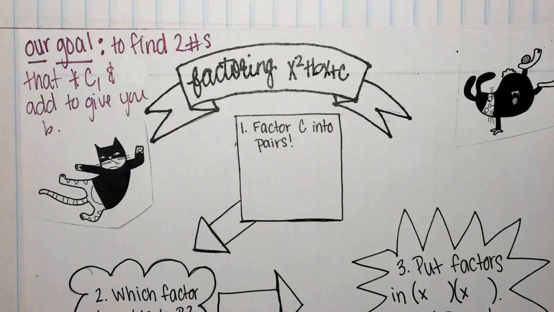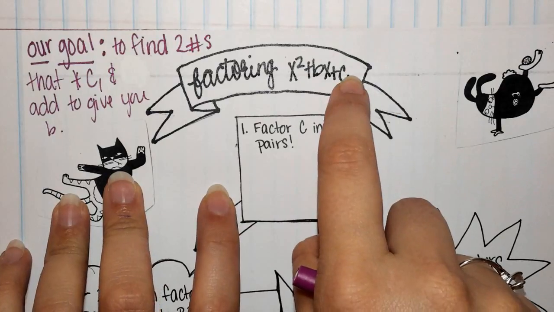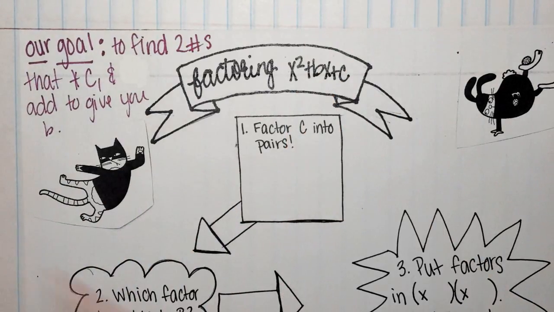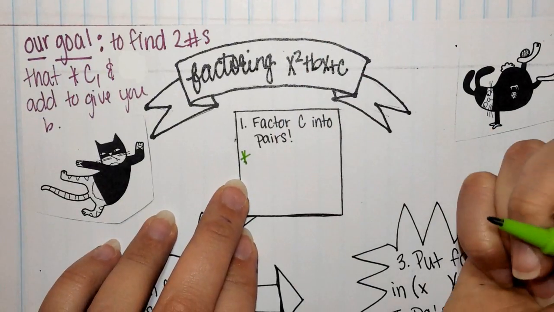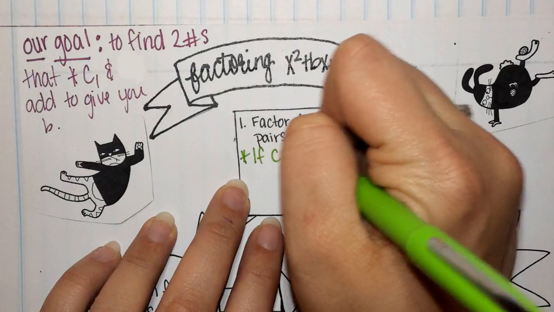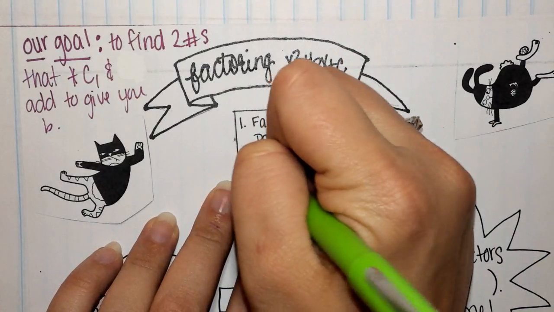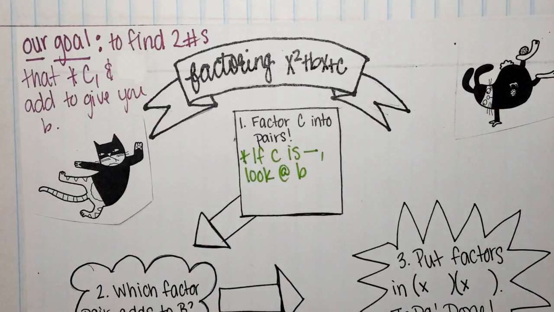Okay, so each time we are looking for 2 numbers that multiply to give you C and add to give you B. That's our whole goal every single time. Now, each time we work out a problem, we have to be careful of our signs. So the first thing is, if C is negative, look at B. We're going to come back to that, but just know that if C is negative, we have to look at B.